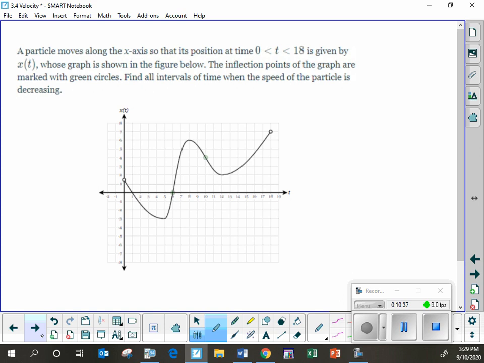I don't know that you have this picture. A particle moves along the x-axis so that the position from 0 to 18 is given by x of t, whose graph is shown below. The inflection points of the graph are marked with green circles. Find all intervals of time when the speed of the particle is decreasing. Oh, that's a tricky question. Speed is decreasing. So I want to know when this is slowing down.